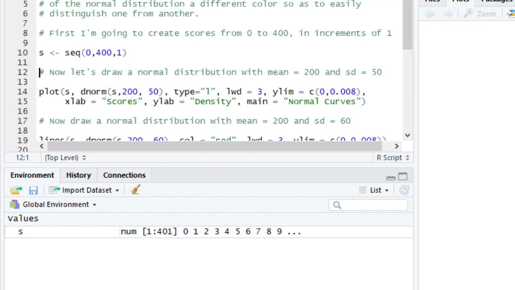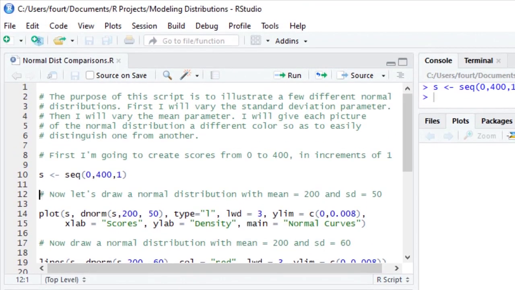The two parameters that define a normal distribution are the mean and standard deviation. I'm going to draw a normal distribution with a mean of 200 and a standard deviation of 50. I use the plot command to plot this distribution. I tell the plot command that I want my scores, remember they're in the variable called s, along the horizontal axis. On the vertical axis, I want to plot the density of a normal distribution. So I use dnorm, which is R shorthand for density of the normal distribution.